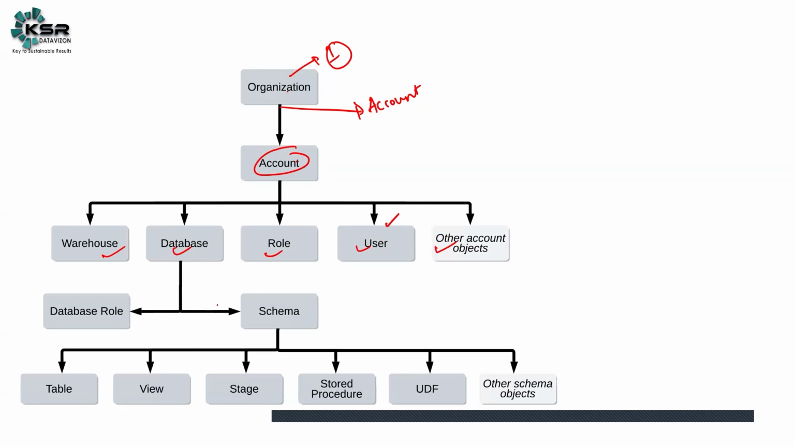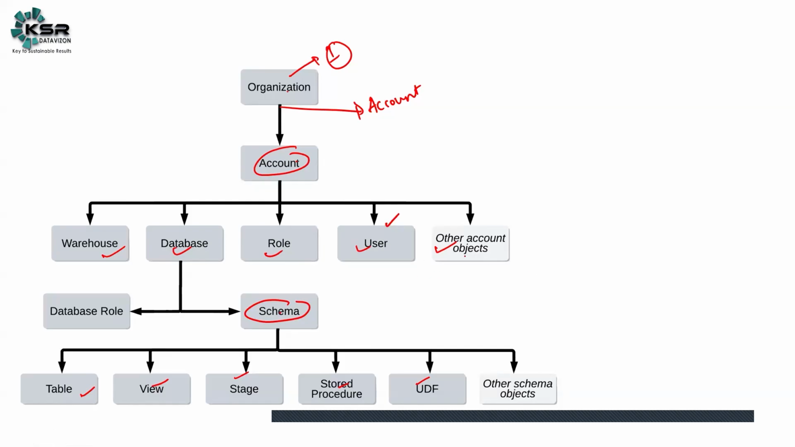Under database is where you are working on everything. Data and everything, whatever is there, comes under database. And there is something called a schema. The next sub-part is nothing but schema. Under that schema, you have your tables, views, pipes, stored procedures, user-defined functions, or any other objects which you create under schema.